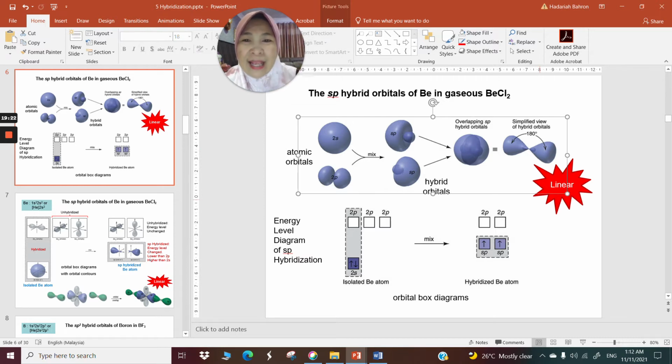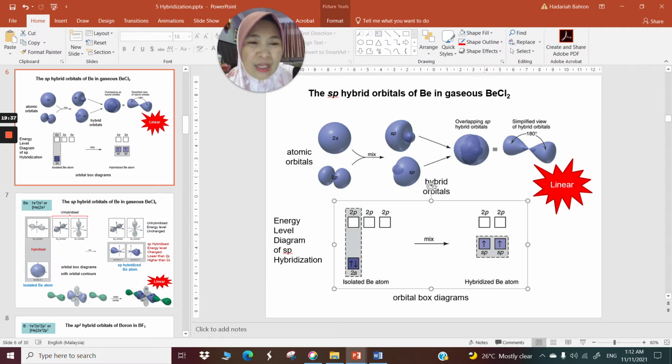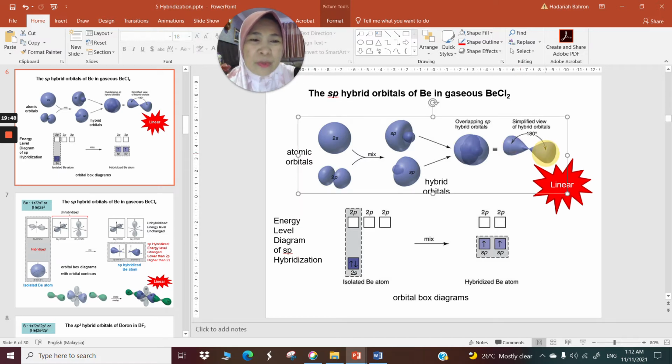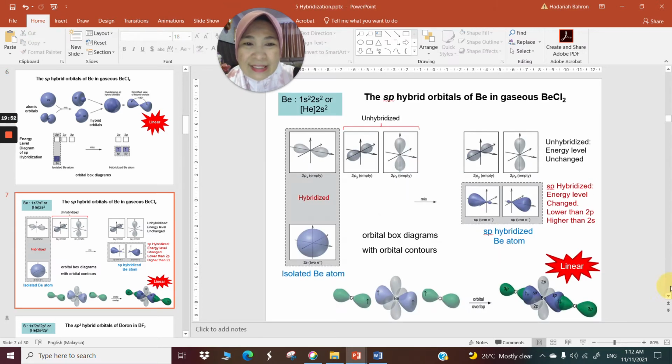When the sp hybrid orbitals have been formed, these two electrons, because we know that beryllium has two valence electrons, will each be occupying one of the hybrid orbitals: one in this sp on the left and another in this sp on the right. So each one of these hybrid orbitals will have one electron sitting in it.